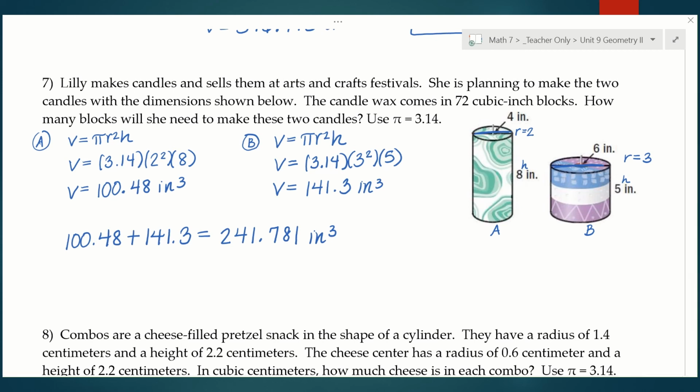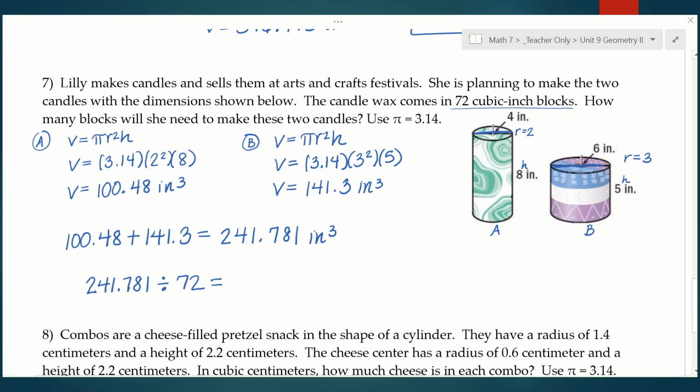Now, if I go back to the problem, it says candle wax comes in 72 cubic inch blocks. So obviously 1 block is not going to be enough. Even 2 blocks, right? That would be 144 cubic inches, and I still need more than that. So let's figure this out by dividing. Let's take our total volume, and let's divide it by how much I get in each block. Okay, so I get 72 cubic inches in each block. And if I divide it, it will tell me how many blocks I need.